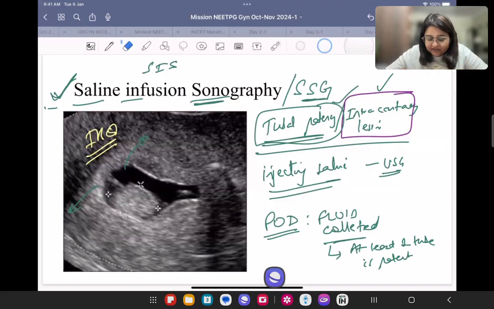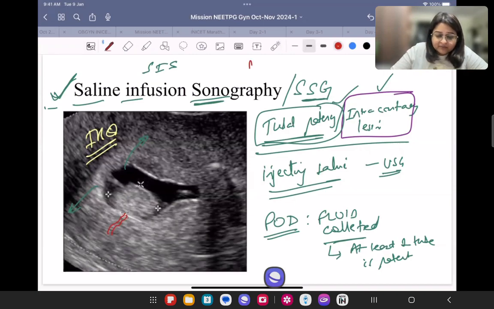Especially if it is smaller. This one looks quite clear. Yes, by switching on the Doppler. If you switch on the Doppler and you find a single feeding vessel, it is likely to be a polyp.